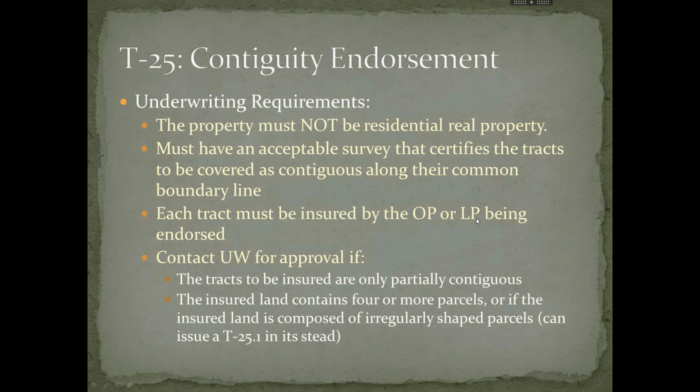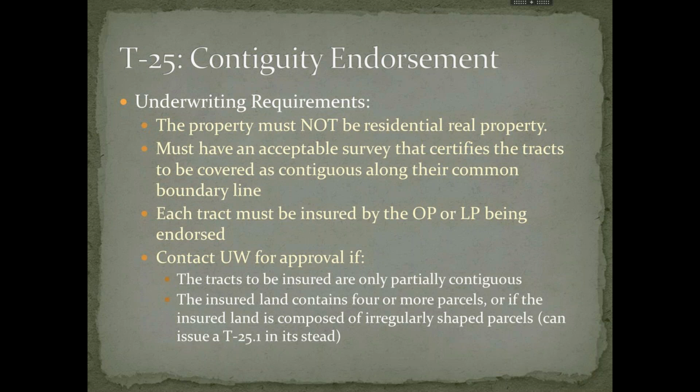Now, as far as underwriting requirements are concerned for this endorsement, you cannot, again, have residential real property with a contiguity endorsement. You have to have an acceptable survey, and that survey has to certify the tracts to be covered as contiguous along their common boundary line. So again, contiguous means touching, right? They have to share the same boundary line, and they have to be touching.